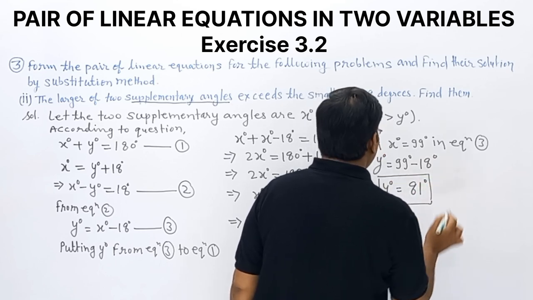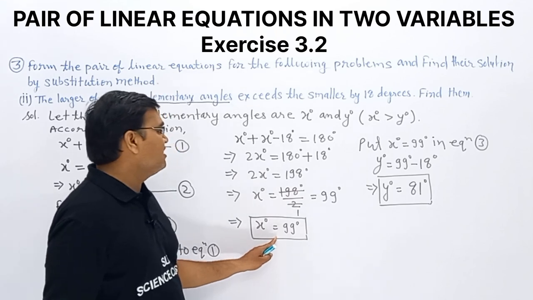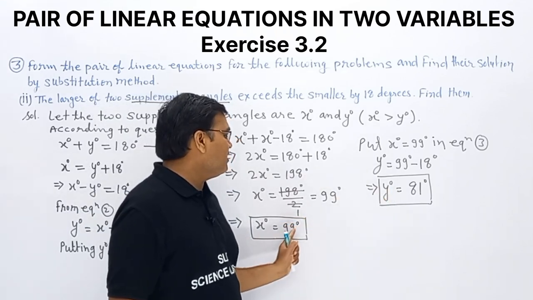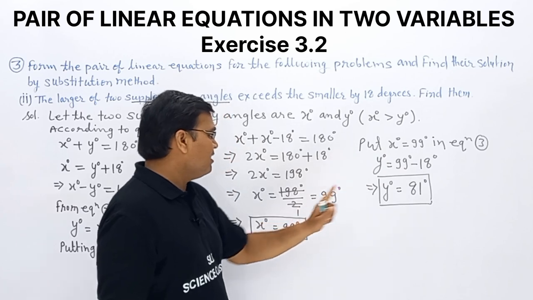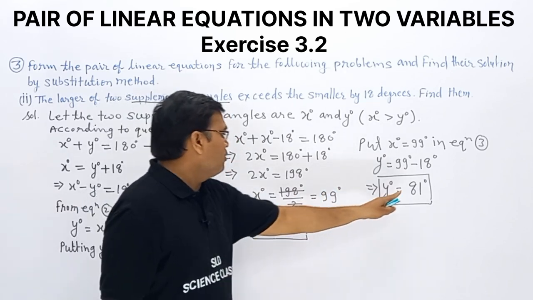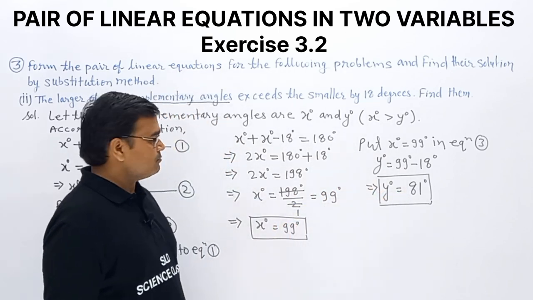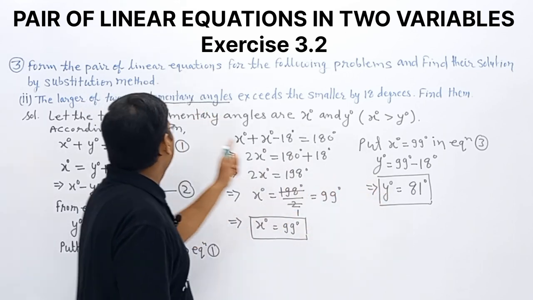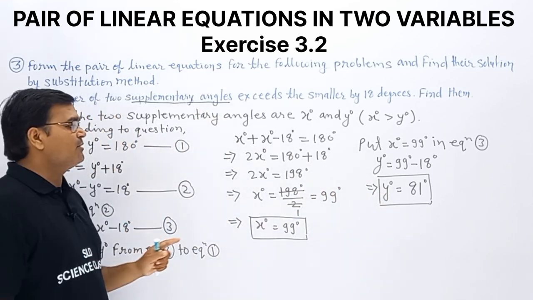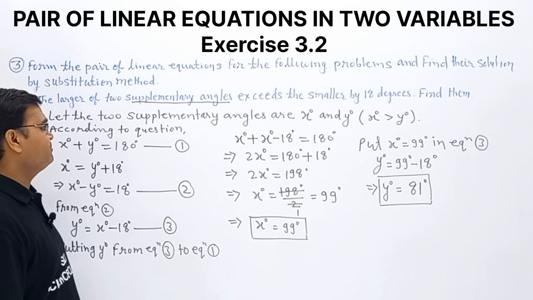So y degree will be 81 degree. Once we add both x degree and y degree, we get 9 plus 1 is 10, 1 is remaining. Now 8 plus 9 is 17, plus 1 is 18. So the sum of both will be 180 degree. It means our result will be correct.